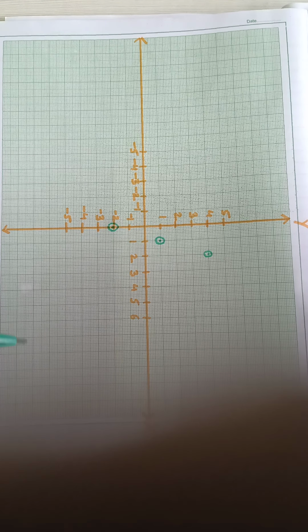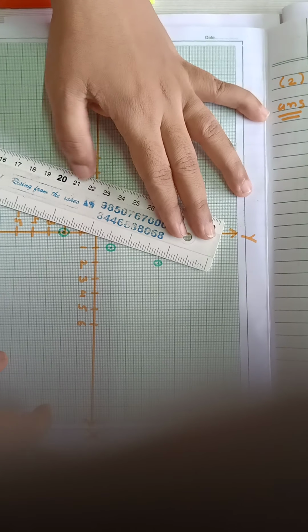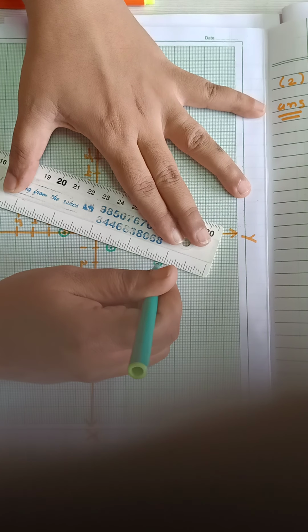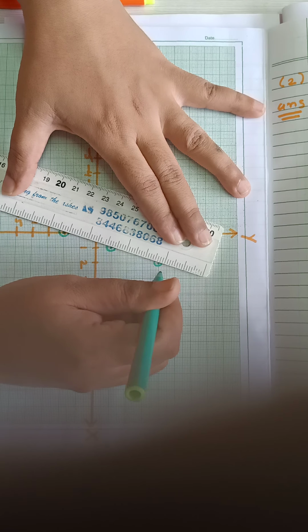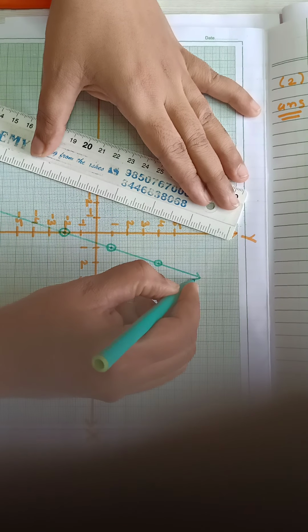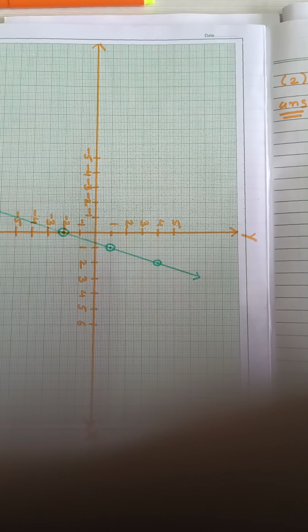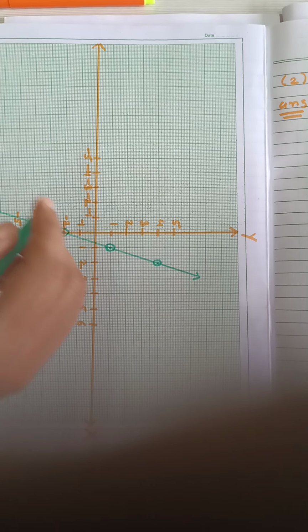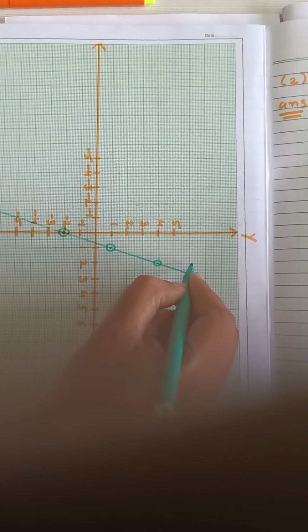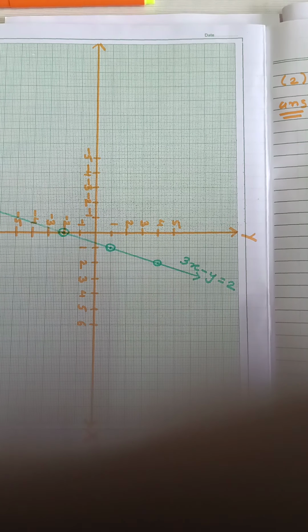So let's join these 3 points and let's see the line made over here. So this is the first line, the line of the equation 3x minus y equal to 2. So I'll write here 3x minus y equal to 2.